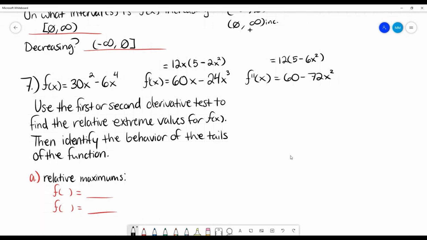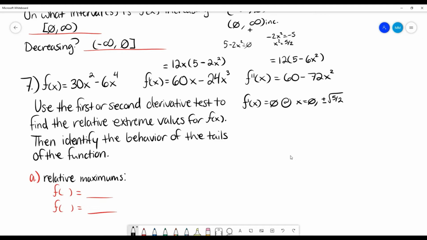So now we need to determine our critical points. Well, our critical points are whenever this equals 0. So f prime of x equals 0 at x equals 0 because of this bit. And then I've got a 5 minus 2x squared, set that equal to 0. Negative 2x squared equals negative 5. X squared equals 5 halves, which means that x equals plus or minus the square root of 5 over 2. So those are all our critical points, those 3 points there.